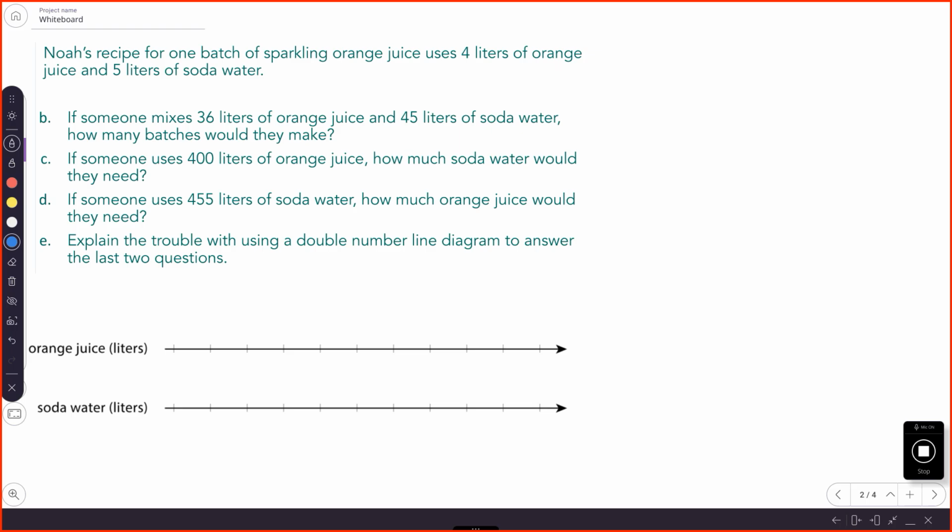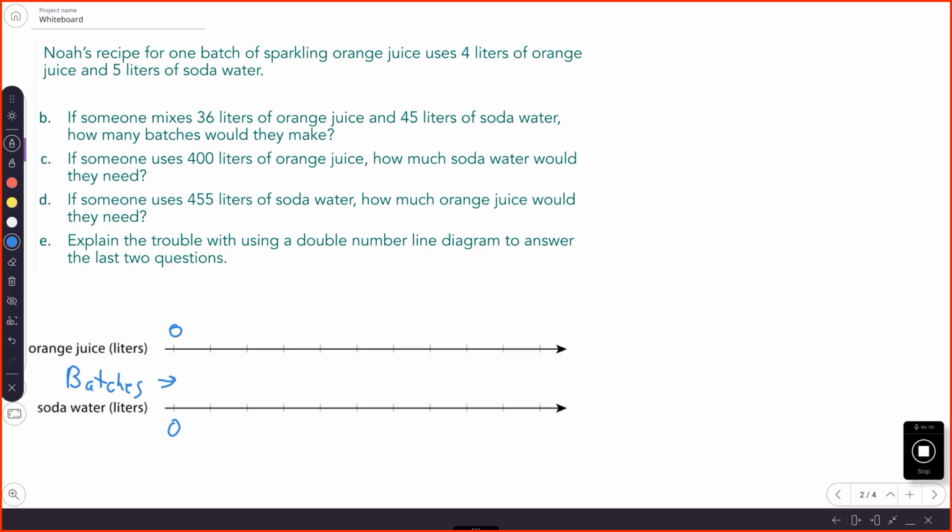All right, so let's go straight into this double number line so we can change it into a table. So Noah's recipe for 1 batch of sparkling orange juice uses 4 liters of orange juice and 5 liters of soda water. So we're not looking for the per right now. We're only looking for batches. So I would suggest that you write batches here, because the batches are going to go right here in the middle. So go ahead and start with the 0 here and the 0 there.